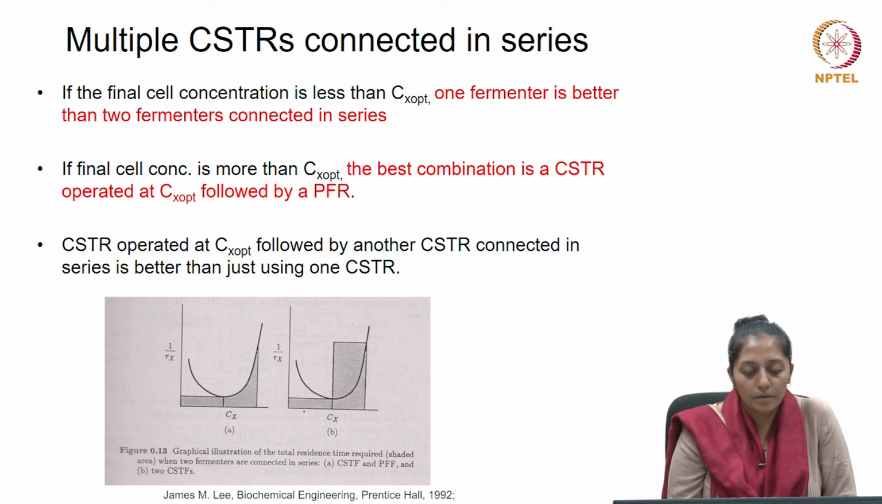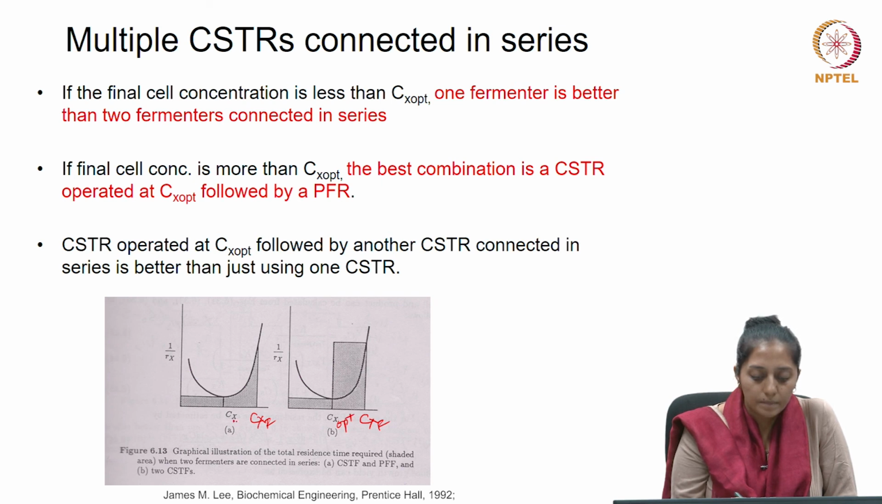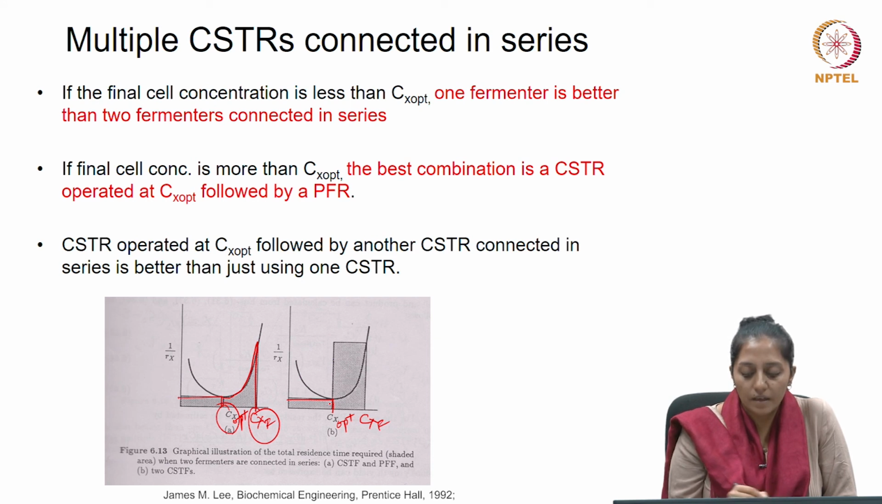So, if you see the figure shown on the slide in terms of the residence time, you can clearly make out. Now, here the Cx desired is beyond the Cx optima point. So, this is Cx optima. So, Cx desired is beyond the Cx optima. Then in that case there are two scenarios. In the first figure, they have connected the CSTR running at Cx optima with a PFR, and in the second figure again there is a CSTR running at Cx optima but connected with another CSTR.